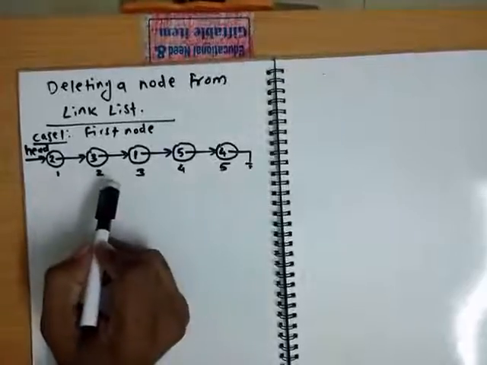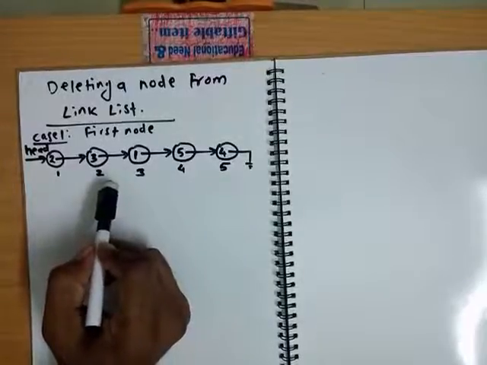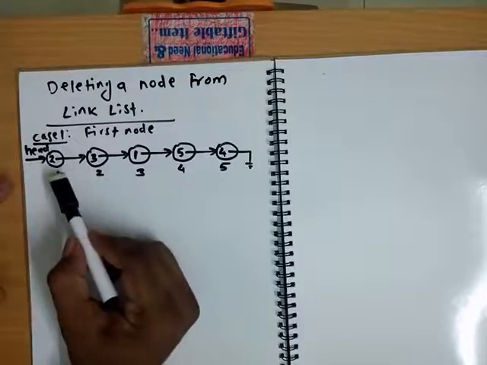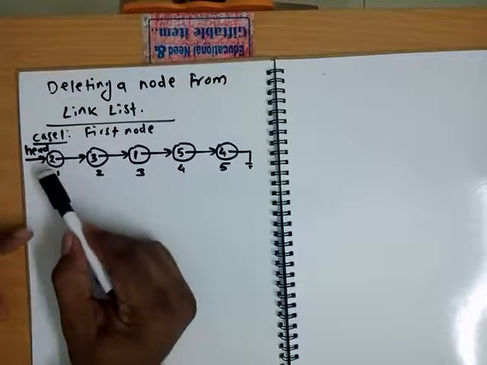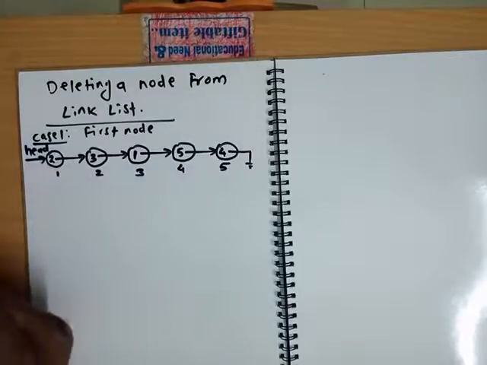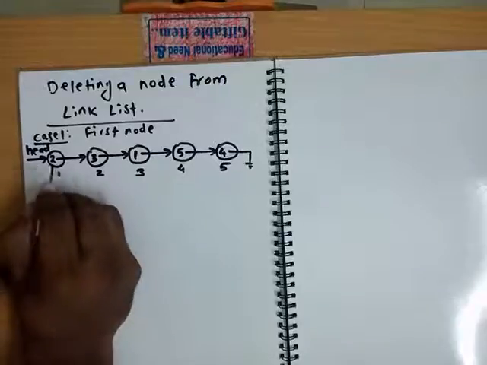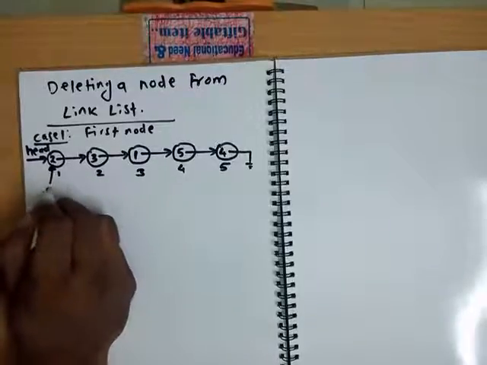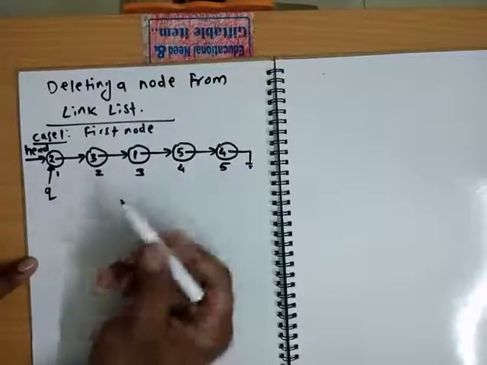Hello friends, in this tutorial we'll see how to delete a node from a linked list. In the first case, if we are asked to delete a node which is the first node of the linked list, or the head node, then we'll simply take a pointer which will point to the head node. Let me call this pointer a Q pointer, right?